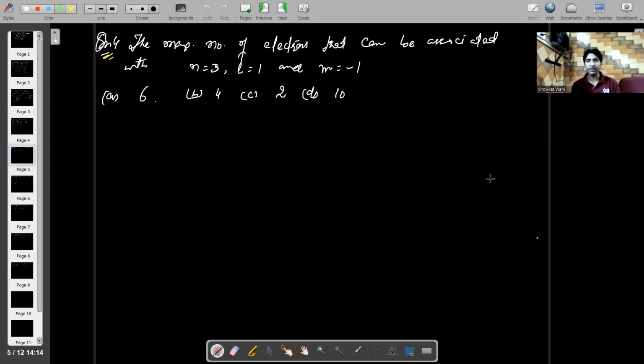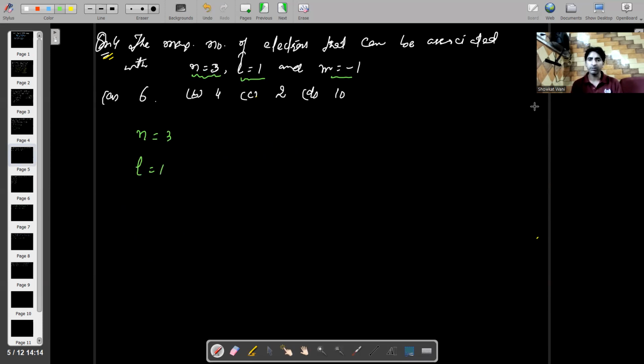The maximum number of electrons that can be associated with quantum numbers n is equal to 3, l is equal to 1, and m is equal to -1. So over here we are given a certain set of quantum numbers and we have to determine the maximum number of electrons that are associated with this set of quantum numbers. So let us say n is equal to 3, isn't it? l is equal to 1.